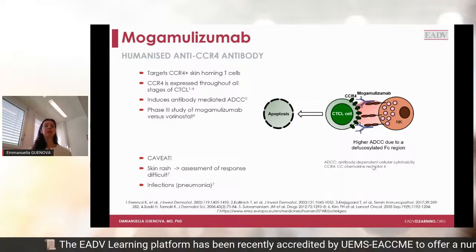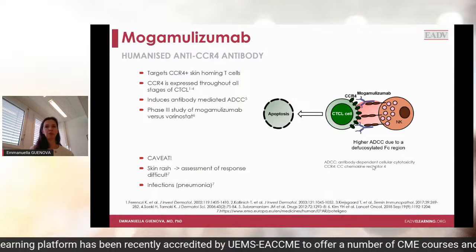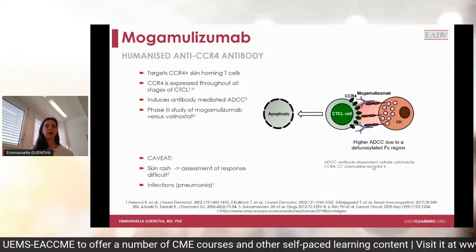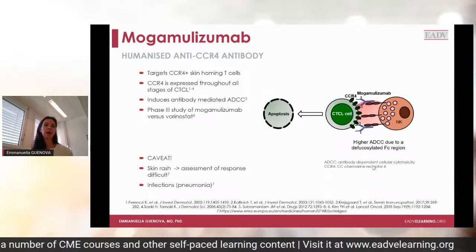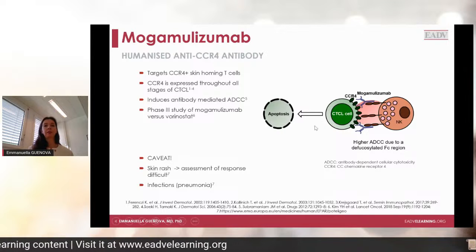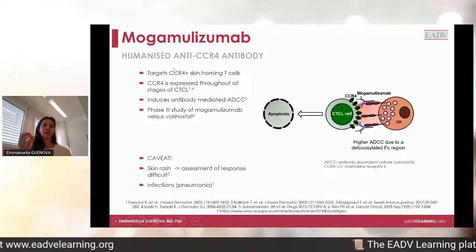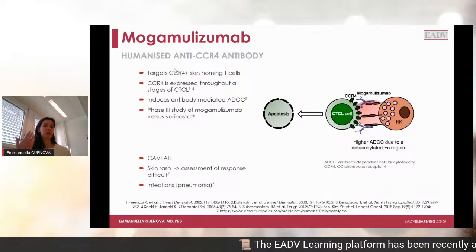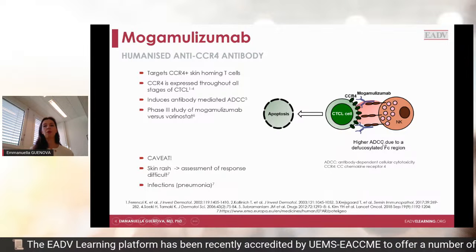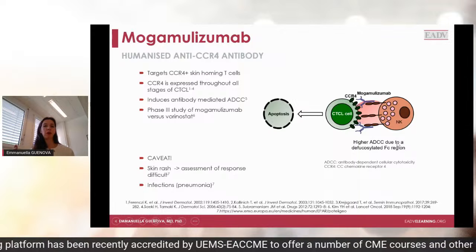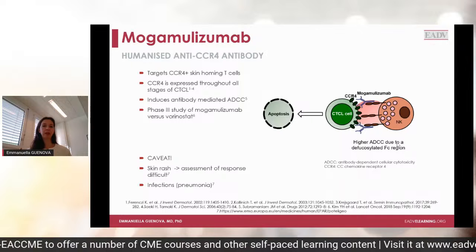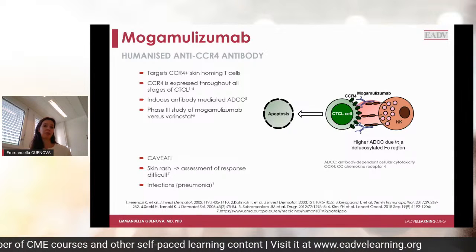What else do we have for the treatment of cutaneous lymphoma? Newly approved and already, especially also due to our experience in the clinical trials, widely used and very welcome. This is the humanized anti-CCR4 antibody Mogamulizumab. CCR4 is a chemokine receptor that is expressed predominantly in skin homing T cells. It is expressed also throughout all stages of cutaneous T-cell lymphoma. And this antibody is modified in a special way, the fucosylated part of the antibody molecule, which enhances the antibody-dependent cellular cytotoxicity, which is the main mode of action.